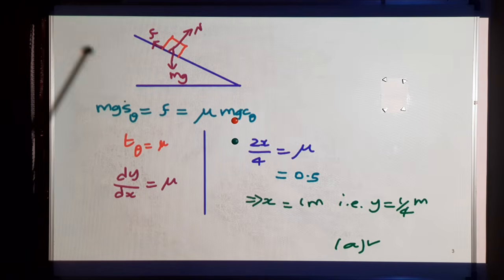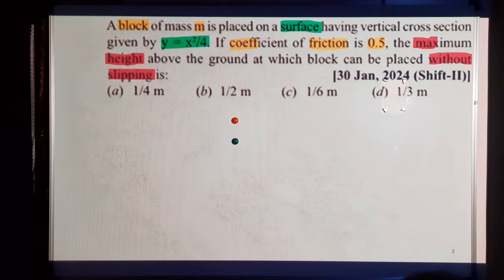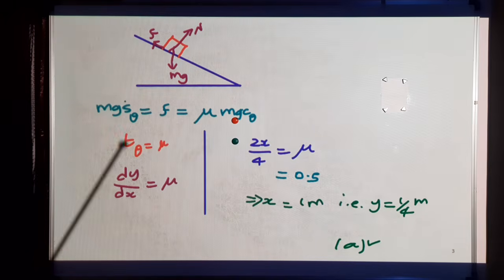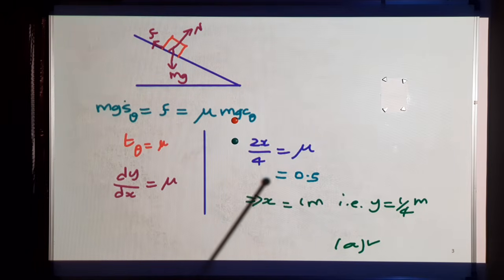So if theta is greater than the value of tan inverse mu, it will start slipping. And tan theta for the curve profile that's given is dy by dx. And y is given as x square by 4. So the derivative is 2x by 4. That should be equal to 0.5. So from this x equal to 1 meter, that corresponds to y equal to 1 by 4 meter. So at a height of 1 by 4 meter, the block will start slipping.